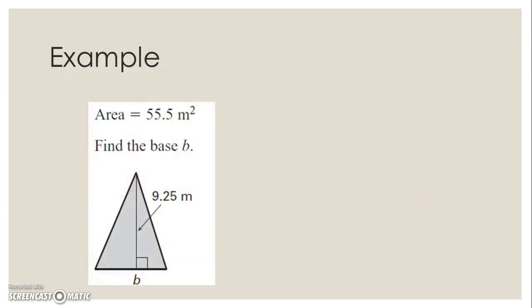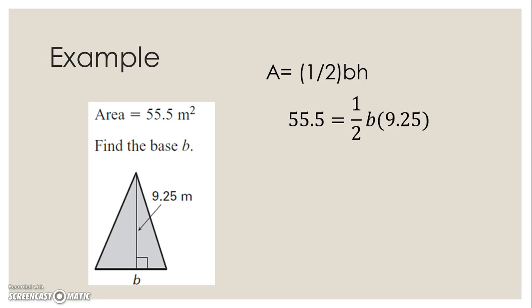Right, and sometimes you might have to go backwards. So here, the area is 55.5. This is a triangle. We're looking for the base. It's 1/2 base times height. The height is 9.25, and it's equal to 55.5. So we fill in all of our information. There's two ways you can solve this. First, you can do 1/2 times 9.25. That would be fine. Or the way I would like to do it is actually get rid of the 1/2 by multiplying by 2. So here we get 111 equals b times 9.25. And we're going to divide by 9.25 to get b by itself. So our base is 12 meters.